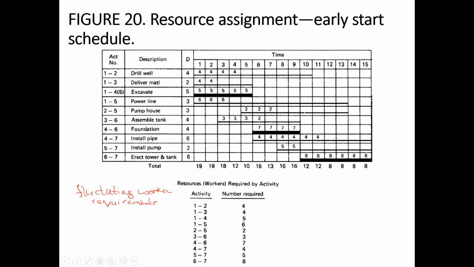We can also say that there is this uneven worker requirements. So from the construction management point of view, this uneven worker requirements is not a good thing. The reason is that if the workers are working on this project, you can see that in the first 2 weeks we need 19 workers, and then in the next week we need 18 workers. So if we hire the 19 workers for the first 2 weeks, then for the next week we will have to fire 1 worker. Okay. That means we cannot pay that 1 worker.